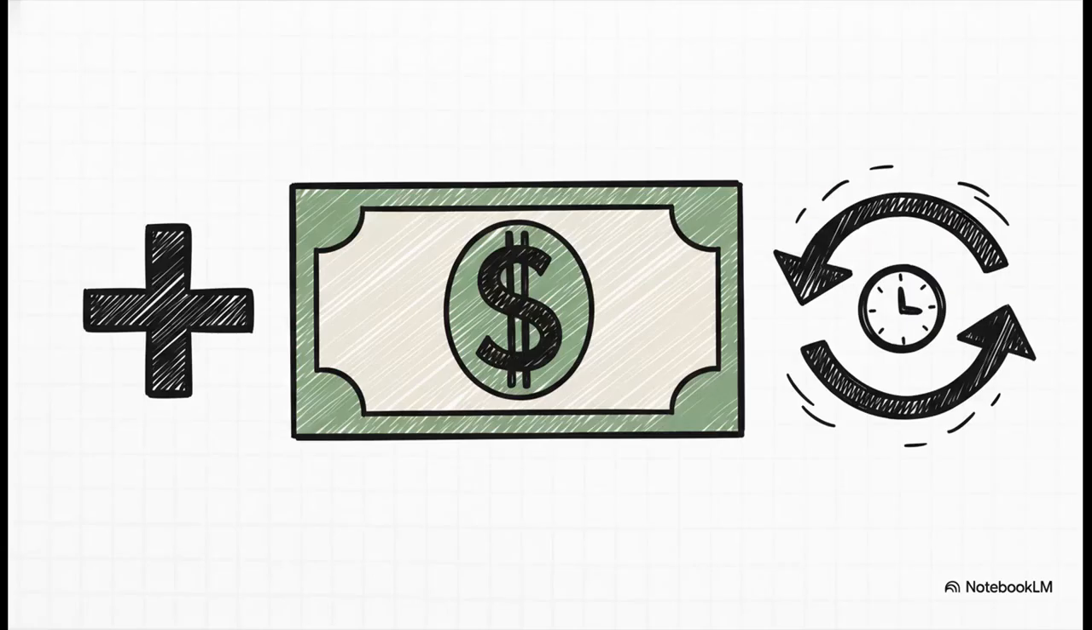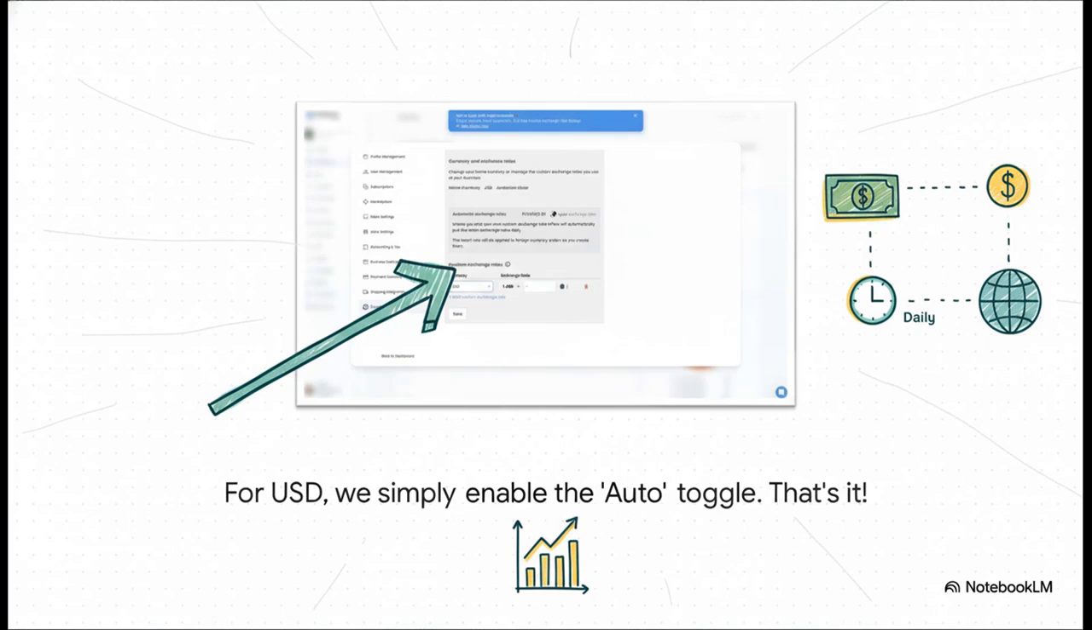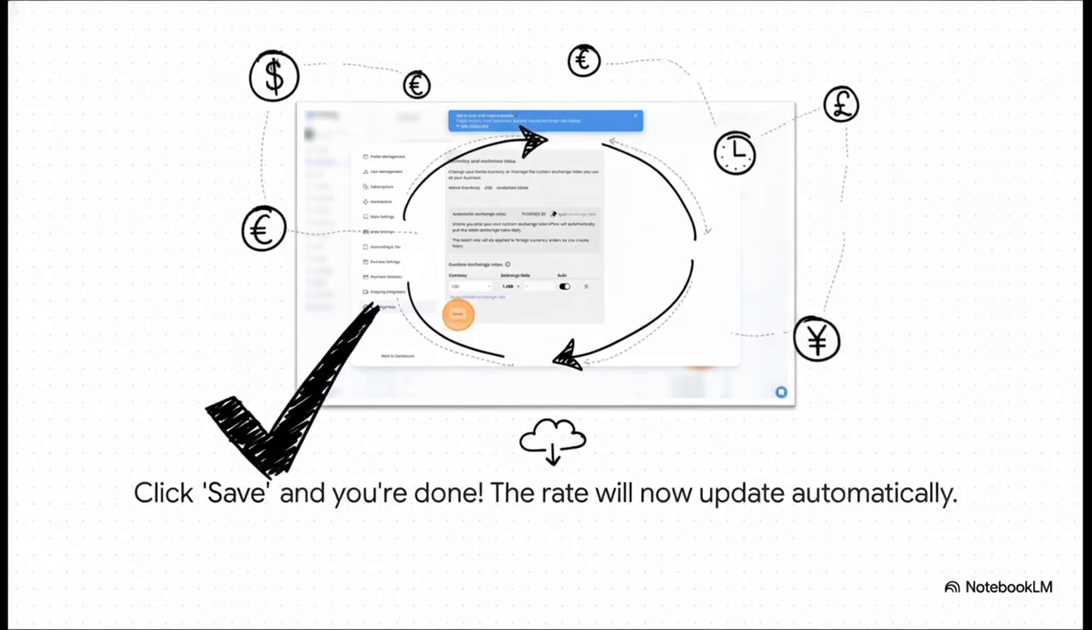Okay, for our first example, let's go with the most common option out there. We're going to add the US dollar, and we're going to set it to update all by itself, automatically. So after you pick USD from the dropdown, you just have to make sure this little auto toggle is switched on. That's it. NuMetric literally handles everything else, pulling in the latest exchange rate for you every single day. Then you just click Save, and boom, you're done. Your USD exchange rate is now all set up, and it's going to stay current without you ever having to lift a finger again. Pretty simple, right?